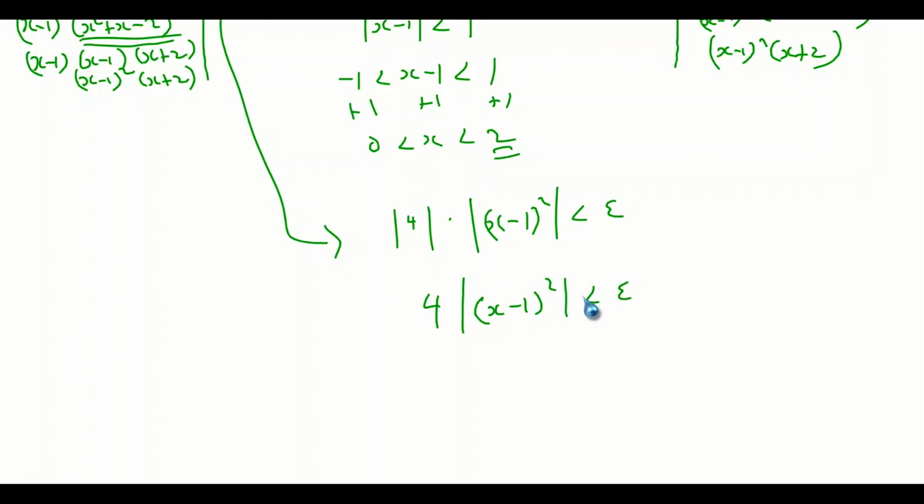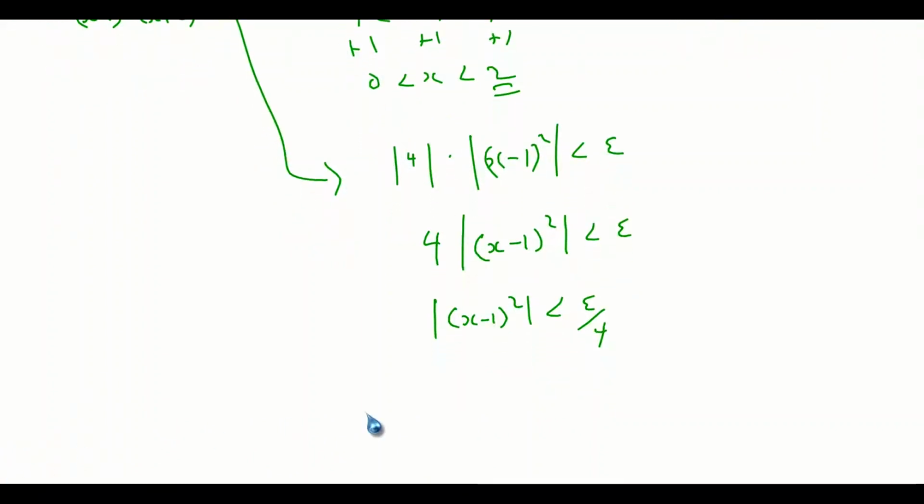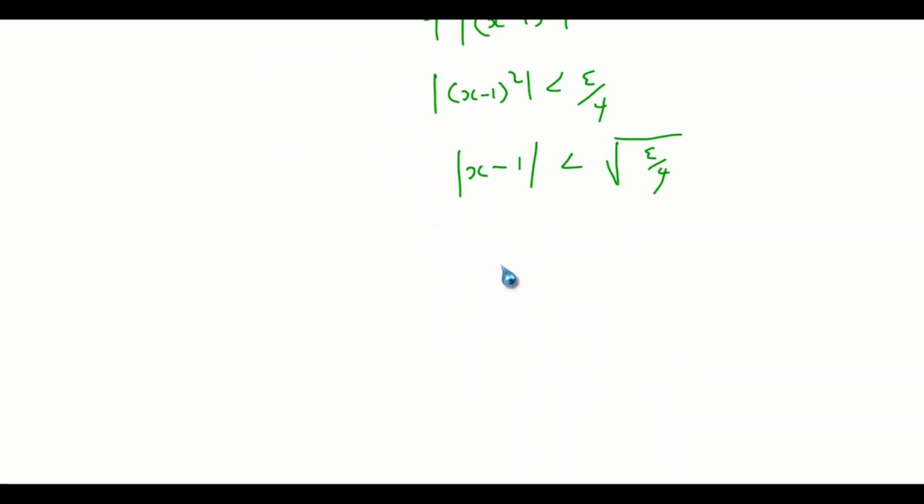So we can now divide both sides by 4. That will leave us with the absolute value of x minus 1 squared less than epsilon over 4. So we can take the square root of both sides. That will leave us with the absolute value of x minus 1 less than the square root of epsilon over 4. We can simplify that, which implies that the absolute value of x minus 1 is less than root epsilon over 2.